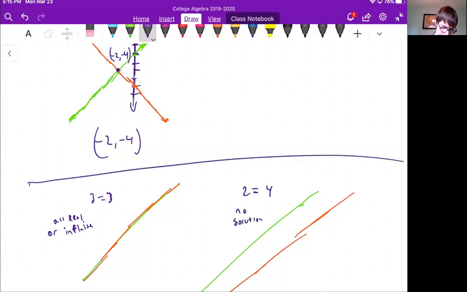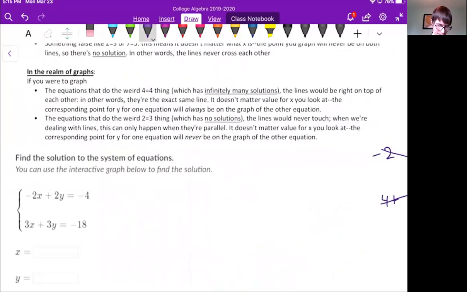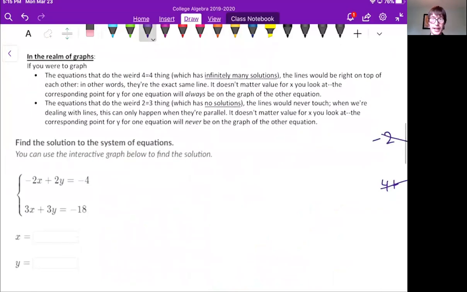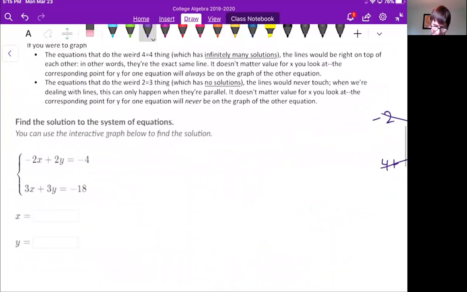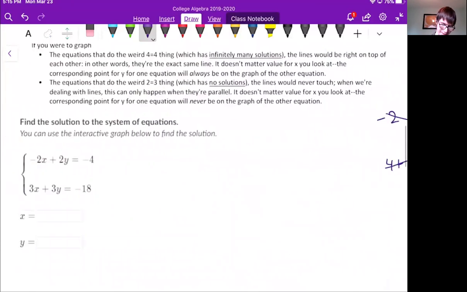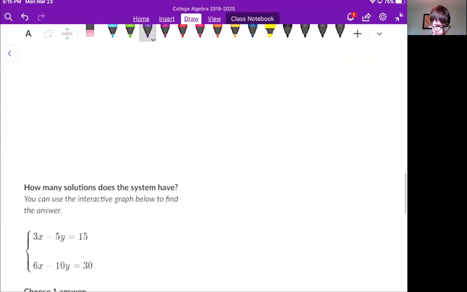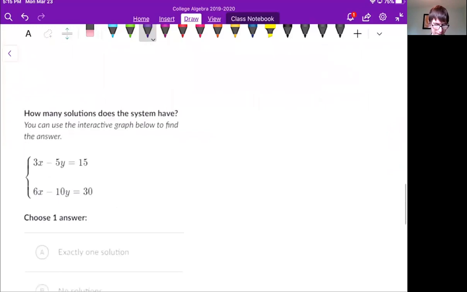Okay. So that's all of that. We've solved this one 3 times now, so we know the answer to this one at this point, which kind of drilled into us. X equals -2, y equals -4. Now let's go down to the next one. How many solutions does this one have?